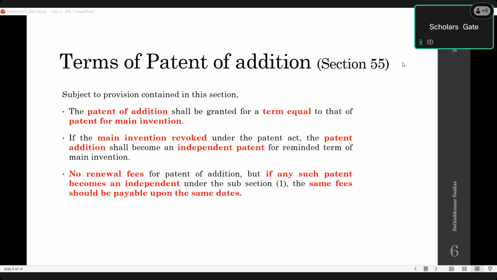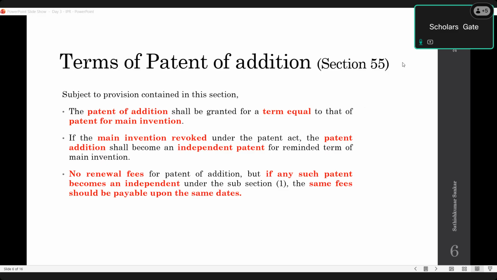If the main invention is revoked under the Patent Act, the patent addition shall become an independent patent for the remainder term of the main invention. Sometimes in the main invention, some infringement may happen. That time the patent is revoked. It will happen sometimes. If the main invention is revoked, the patent addition is treated as an independent patent for the remaining term of the main invention.